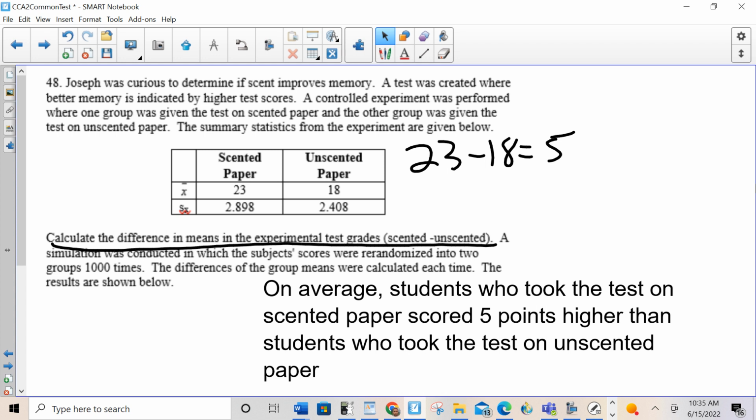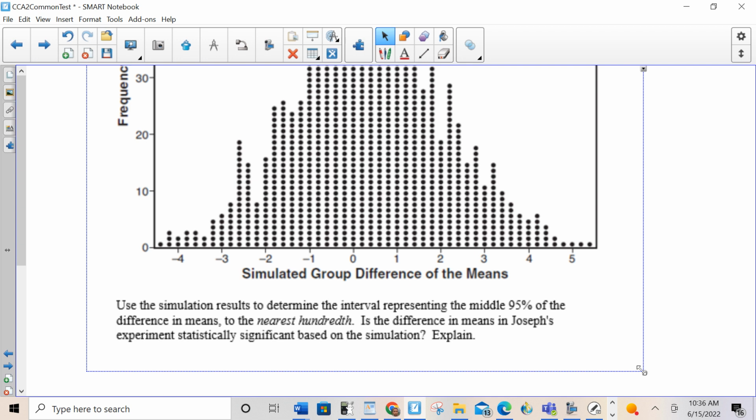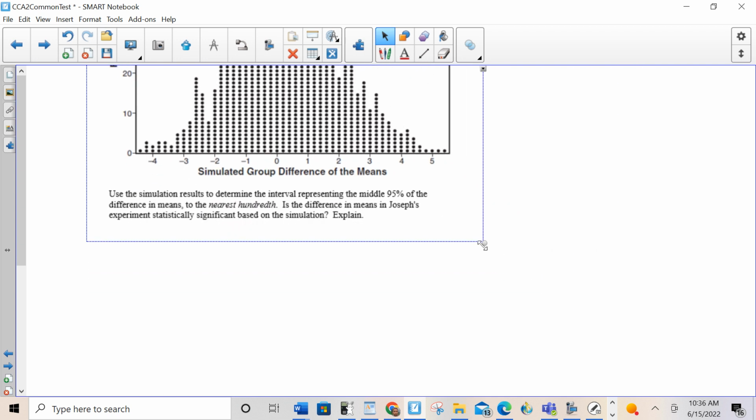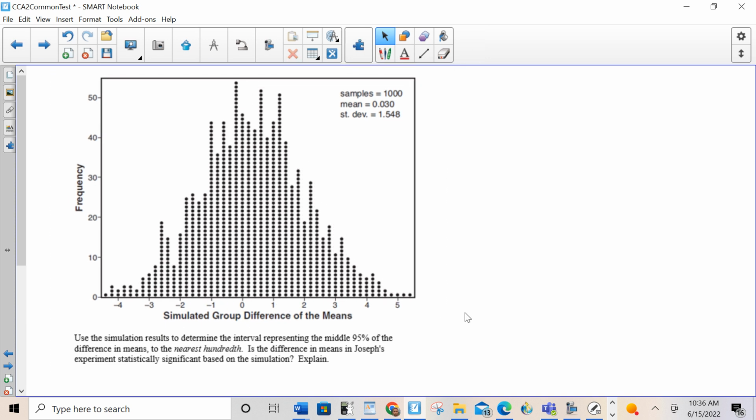If I take a class and I randomly take half of them and put the other half on the other side and find their average grade, it's never going to be exactly the same. Just due to random chance, it's going to be different. So is this 5 something I would get due to random chance, or did the scented paper make it that way? Well, to answer that, I need to re-randomize all the tests, create a sample distribution, and then I need to find if my mean difference is inside or outside of the confidence interval, or happens more or less than 5% of the time.